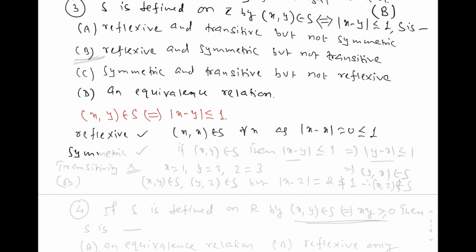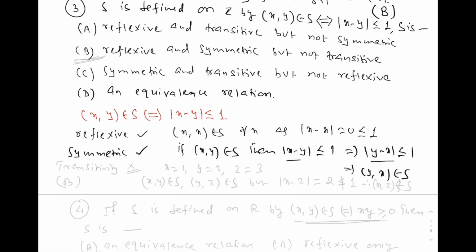Symmetry is also there, because modulus of x minus y is the same as modulus of y minus x. So if xy belongs to S, then modulus of x minus y is less than or equal to 1, but this would imply modulus of y minus x is also less than or equal to 1, because modulus of x minus y is the same as modulus of y minus x. And that means yx belongs to S.